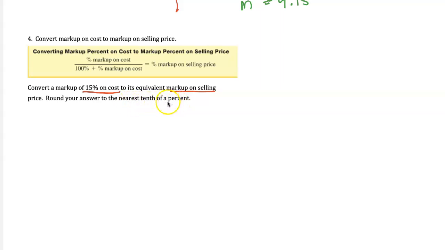So let's fill in what we know. It's 15% markup on cost, so we're going to put that in the numerator, 15%. In the denominator, we have 100% plus that same 15%. And then we're going to reduce. Hopefully you remember that you can't reduce those 15% because of this plus sign. That plus sign means that those two percentages are connected and need to be simplified.